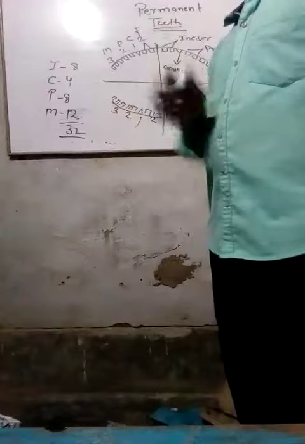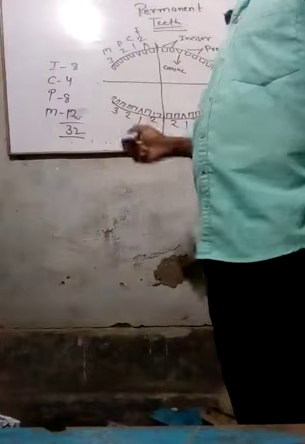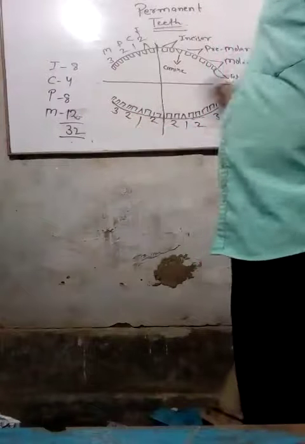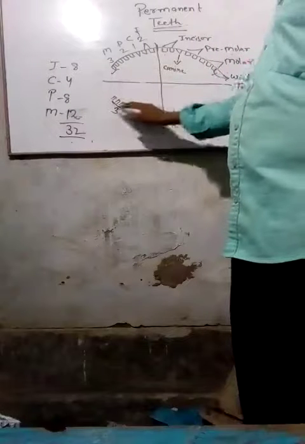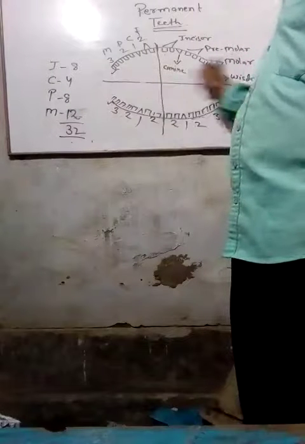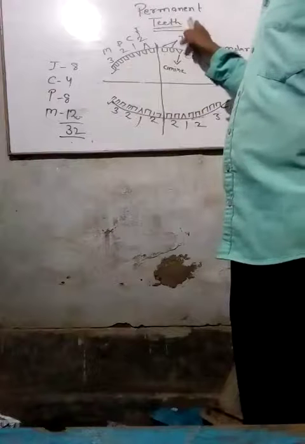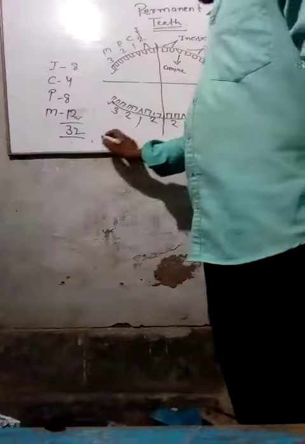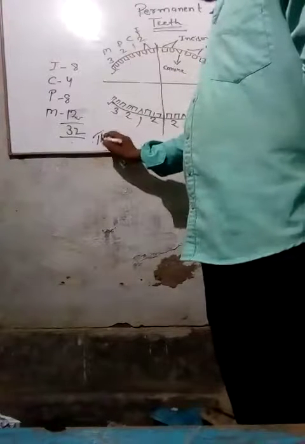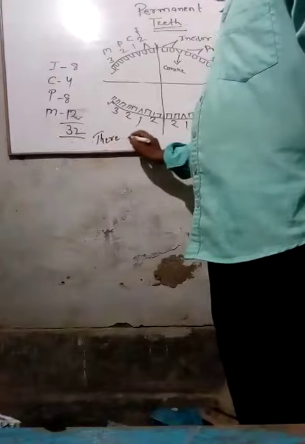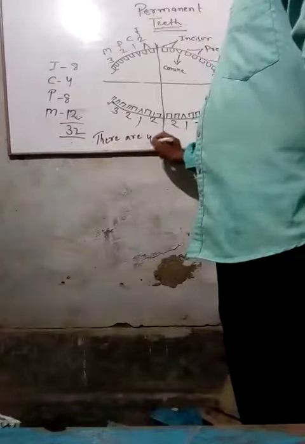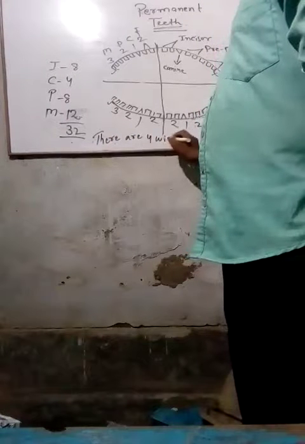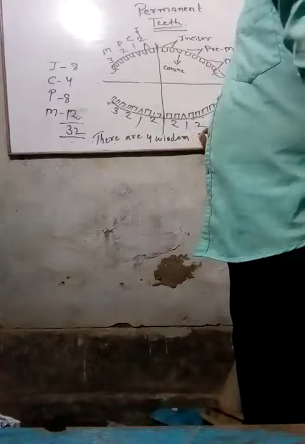4 extra teeth, and these 4 extra teeth are called wisdom teeth. It means there are 4 extra teeth in permanent teeth, and these 4 extra teeth are called wisdom teeth. Like there are 4 wisdom teeth.